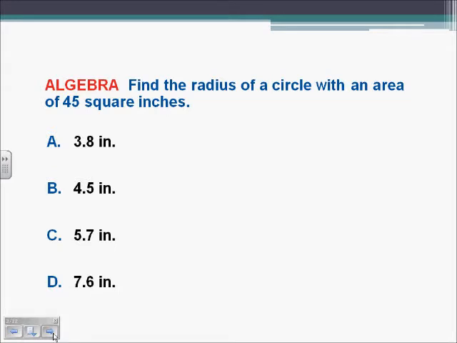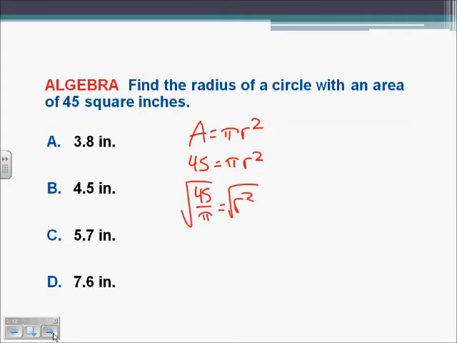Here we are asked to find the radius of a circle with an area of 45 square inches. So we know area equals pi times our radius squared. If our area is 45, we know 45 is going to equal pi r squared. We can divide both by pi. So 45 over pi is going to equal our radius squared, but we don't want the radius squared. We want the radius. To get rid of that square, we square root both sides. So our radius is going to be equal to the square root of 45 divided by pi, which is going to be approximately 3.8 inches.